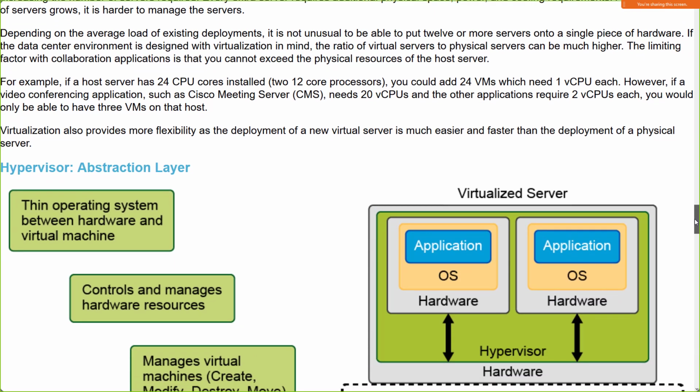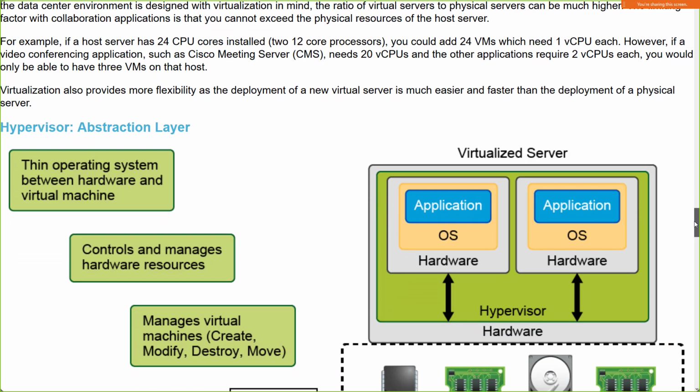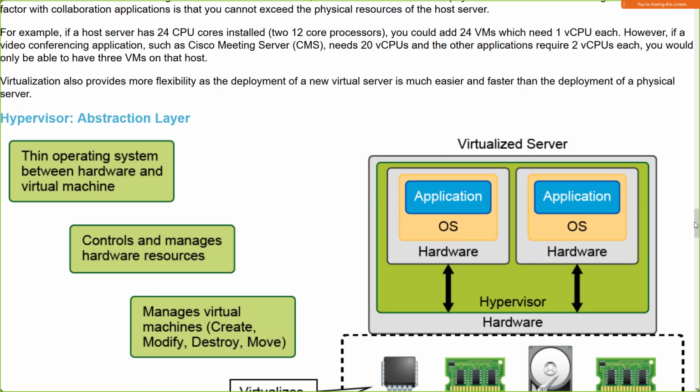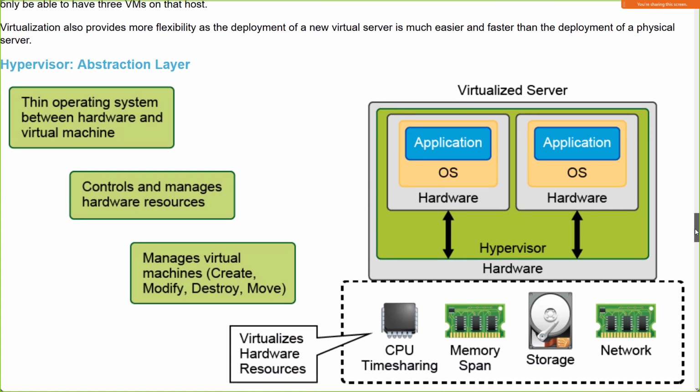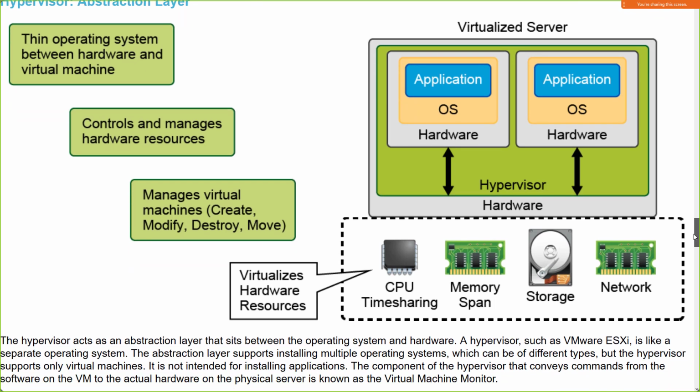If a host server has 24 CPU cores, two 12-core processors, you could add 24 VMs that need one CPU each. Makes sense, basic math. However, a video conferencing application like Cisco Meeting Server needs 20 virtual CPUs, and other applications may require 2 CPUs each. So in that case, you would only be able to have 3 VMs on that particular host. So again, it's just a matter of allocating resources to the individual clients based on their specific needs.